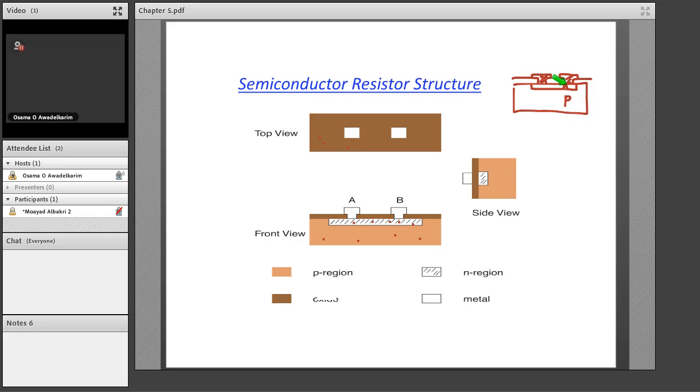So we have an N-type resistor. And this metal is a special metal, treated in a special way so that we have what we call ohmic contacts. We're not going to talk about it now. We'll talk about it later. But anyway, these are the two contacts to the resistor. And this dashed part here is our resistor. This is an N-type resistor put in a P-type substrate.